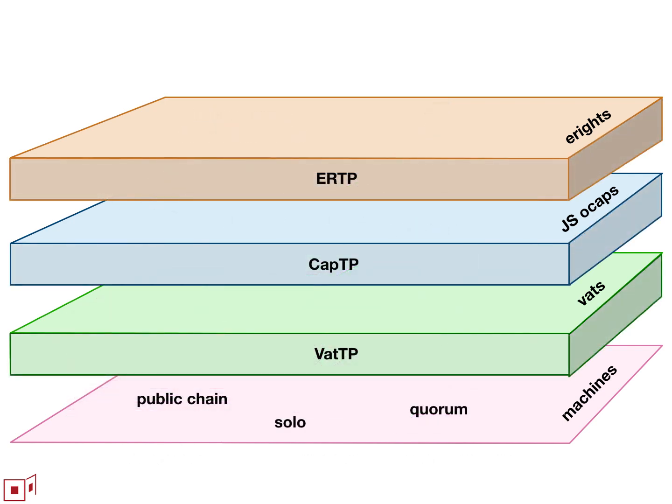Our system comes in 3 protocol layers. VatTP is the protocol that builds the VAT level of abstraction out of the machine level of abstraction. CapTP, for Capability Transport Protocol, builds the OCAP level of abstraction out of the VAT level of abstraction. And then ERTP, the Electronic Rights Transfer Protocol, builds the rights and contracting level of abstraction out of the object level of abstraction.